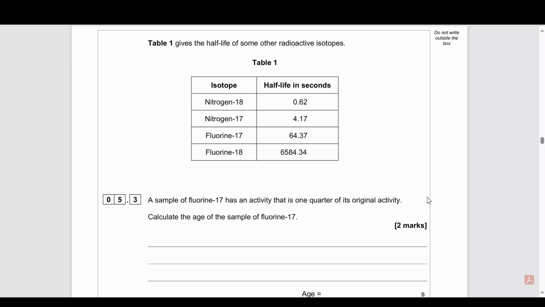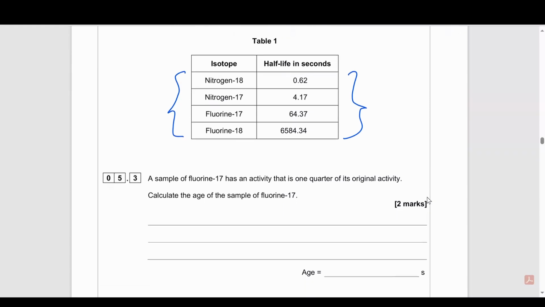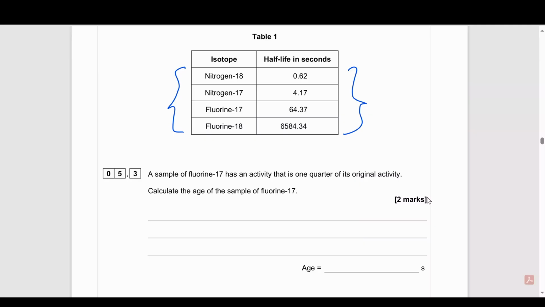Table 1 gives the half-life of some other radioactive isotopes. So 4 isotopes are given to us and their half-lives. 5.3. A sample of fluorine-17 has an activity that is 1/4 of its original activity. Calculate the age of the sample of fluorine-17. So the activity is 1/4 of its original activity. This is the key point here, 1/4.